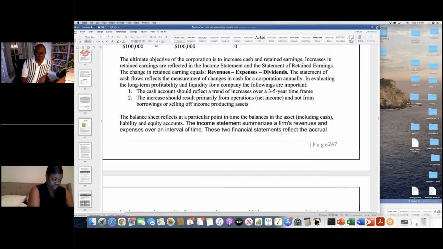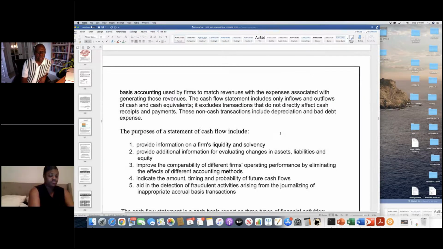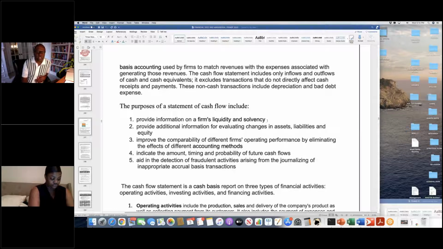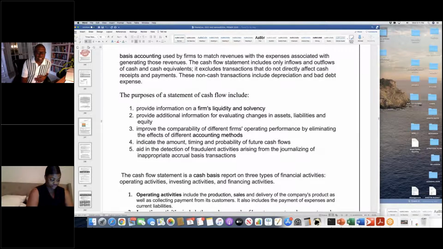And so what this cash flow statement is going to do is provide information on a firm's liquidity and solvency. It's going to provide information for evaluating changes in assets, liabilities, and equity. You should compare firms' cash flow statements. It indicates the amount, timing, and probability of future cash flows, and very importantly, it aids in the detection of fraudulent activities or just poor business activity. So if you look at the cash flow statement for a company, which everybody has to do in here, and prepare me a report.